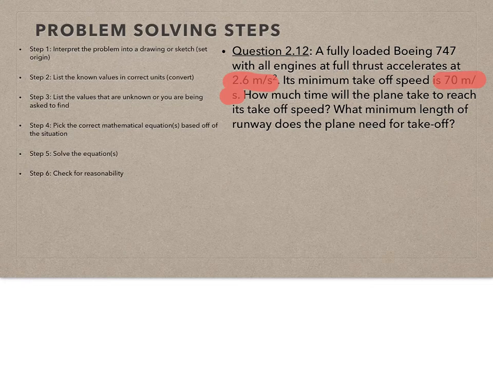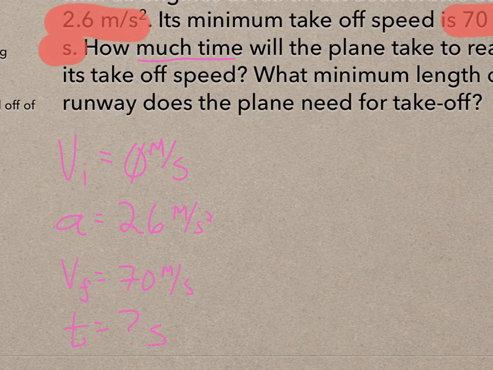All right, so let's write down our knowns. These are our knowns and unknowns for the first part. Initial velocity is 0. That had to come from an assumption, but it's a safe assumption. Acceleration, 2.6 meters per second squared, and a final velocity as it takes off at 70 meters per second. Time is what we're looking for. How much time will the plane take to reach its takeoff speed?